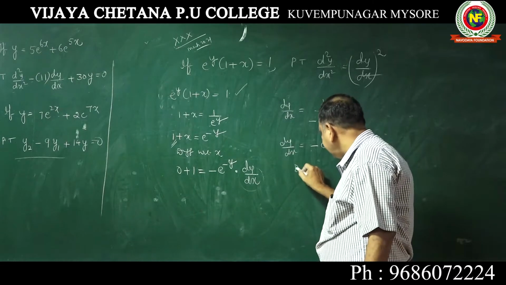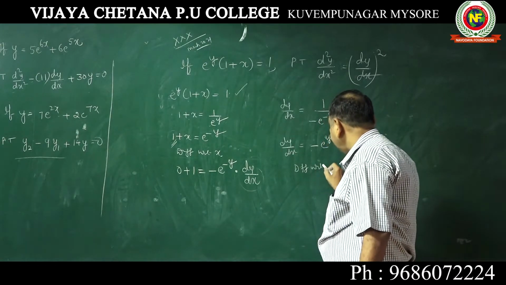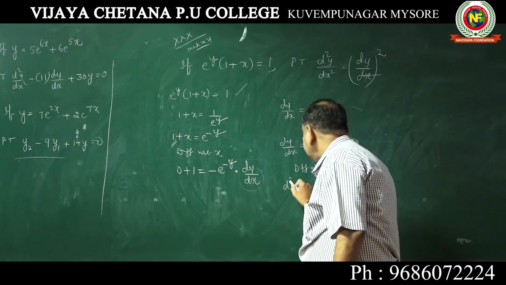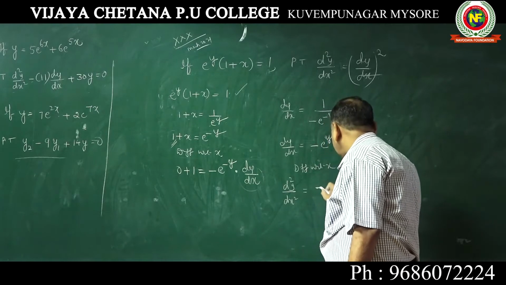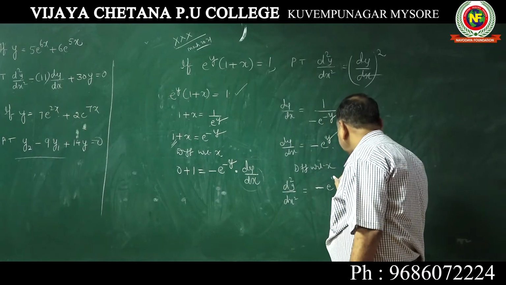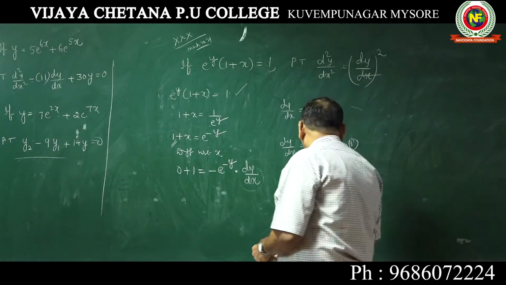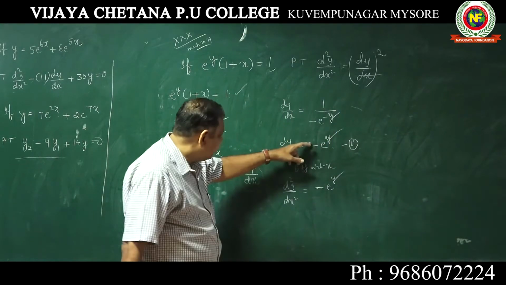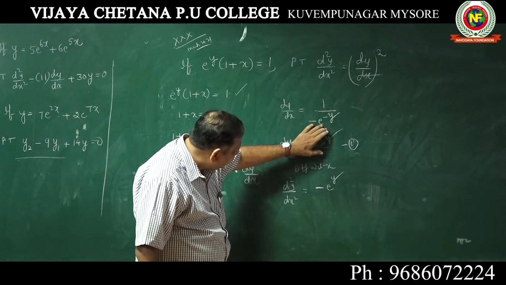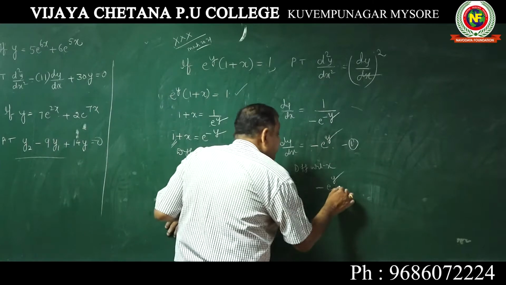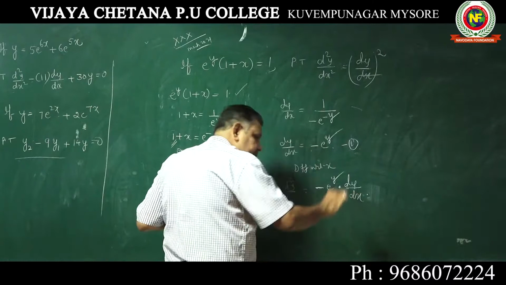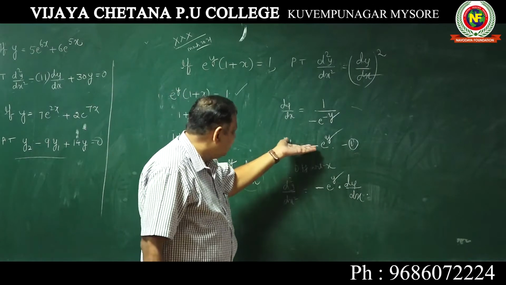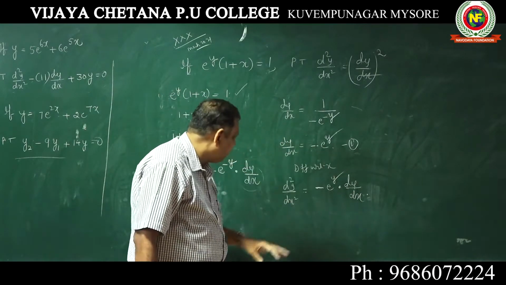Further, differentiate with respect to x. On the left side you get d square y over dx square, and on the right, minus e to the power of y. When you are differentiating e to the power of y, it remains e to the power of y, but you must write dy by dx, that is very important. When you are differentiating the y variable, you should write dy by dx.